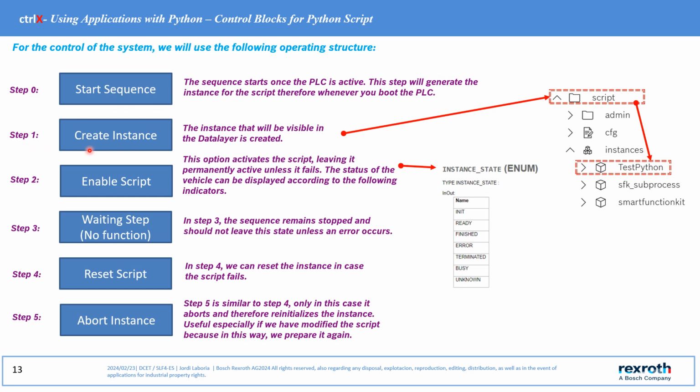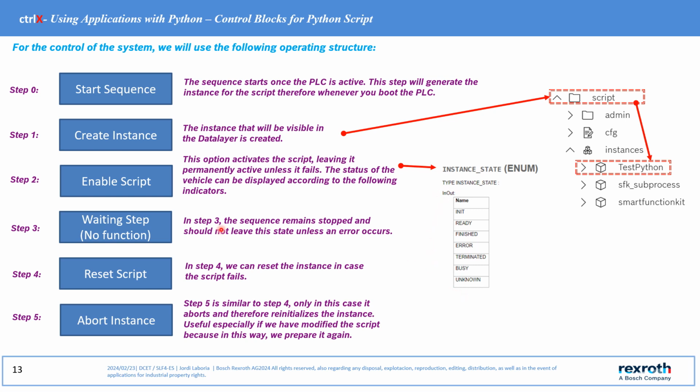Step 1 will create the instance on which the script we want to use will work, and that all appears in the data layer and specifically in the script screen. For the example, the instance has been named test Python. Step 2 activates the script. We can visualize its status with the indication in the enumeration below.